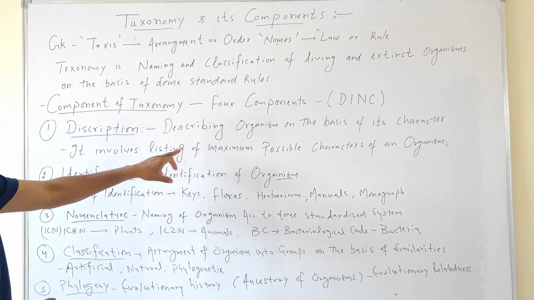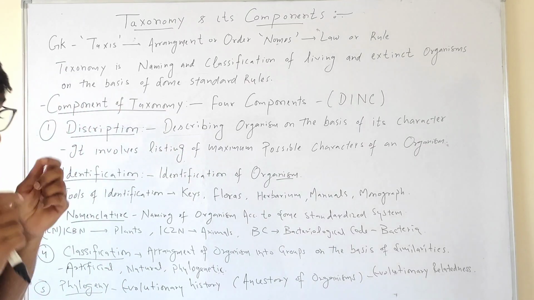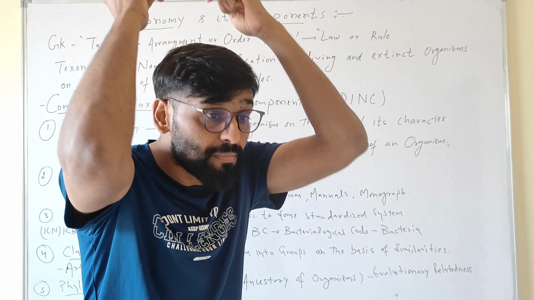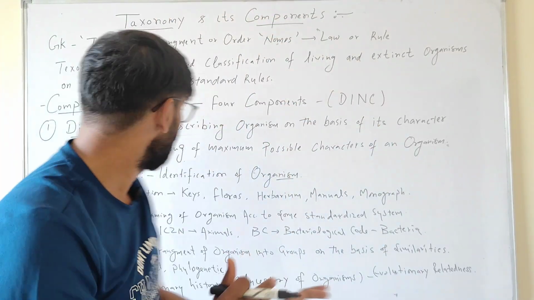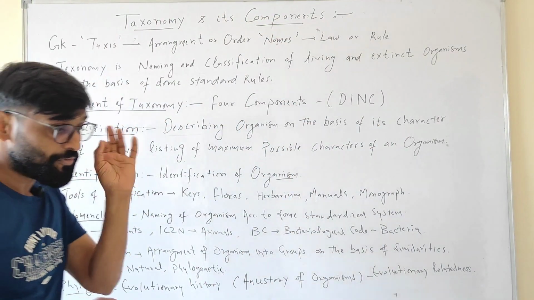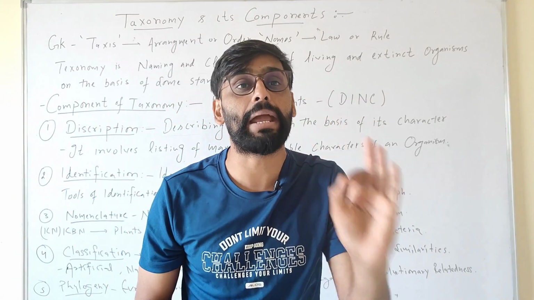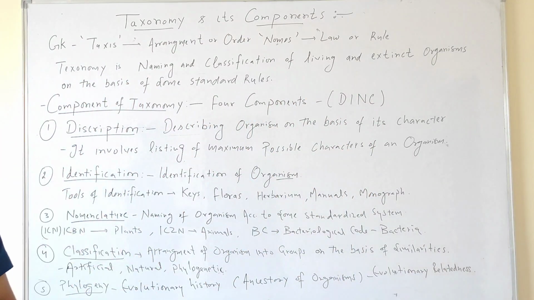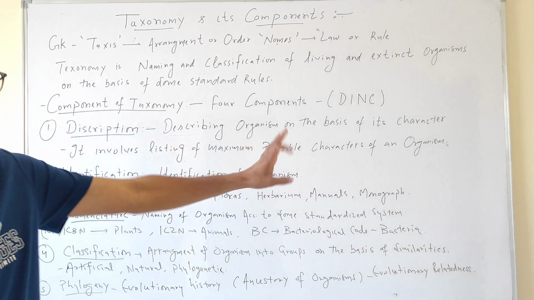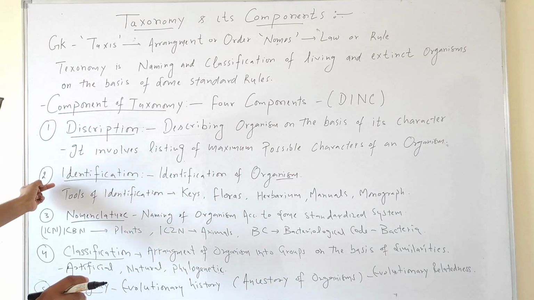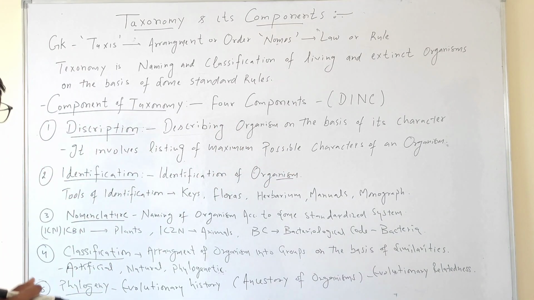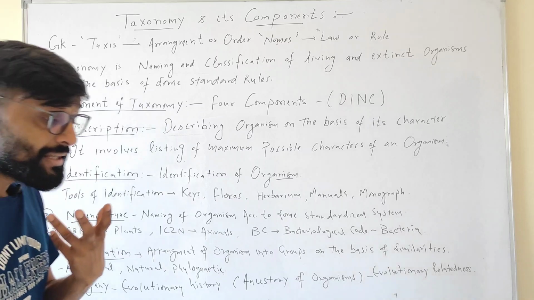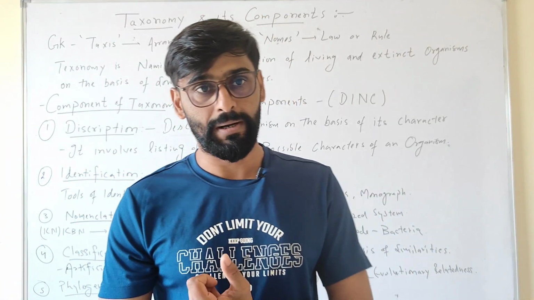All these diagnostic characters, first he will write down. It involves listing the maximum possible characters, so the taxonomist will list the maximum possible characters of that organism. This is description. So first he will describe that organism. This is the first step. Now the second step comes into the picture: identification. First he described and listed out all the maximum possible characters. Then comes identification, meaning identification of the organism. Then how will he identify that plant?